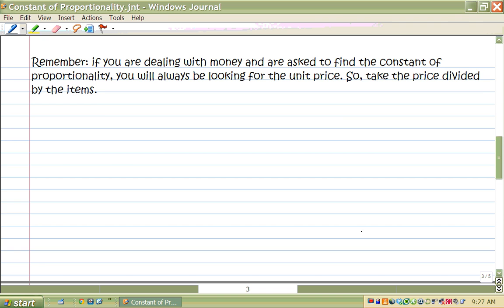Now, a little clue that I have for you, and that's why I say remember. When you're dealing with money and you're asked to find a constant of proportionality, what they're really asking for is the unit price. So if you took the price divided by the items, you would get the constant. So the price divided by the items would give you your constant. And again, this is your y, this is your x, so if you had to graph it.